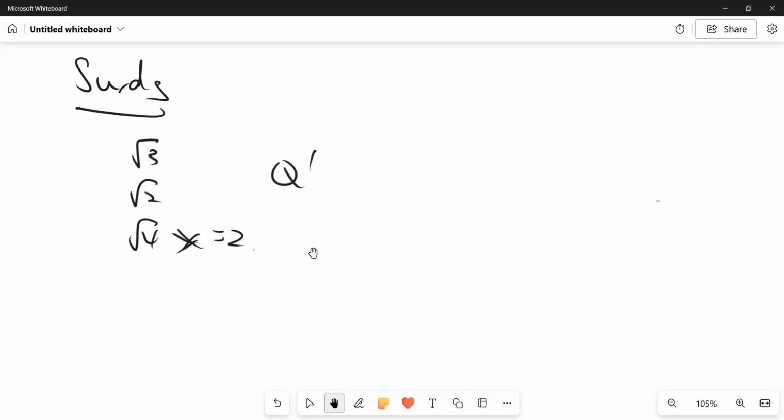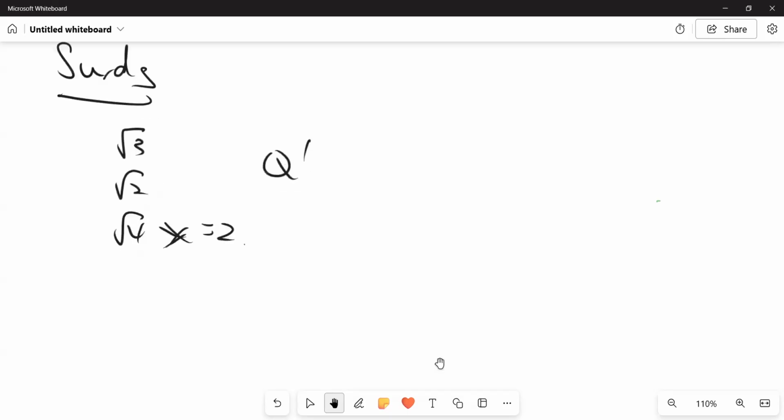And if you were to put root 3 in a calculator, you'd see it's what you call a non-terminating decimal. You'd find that with them.